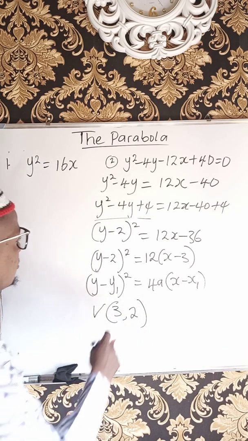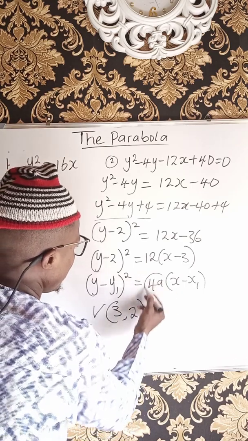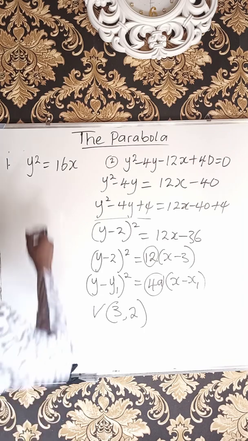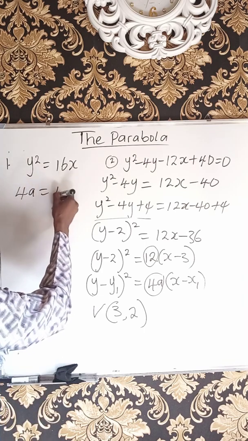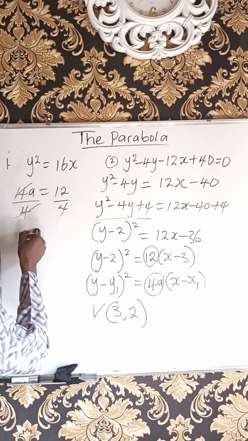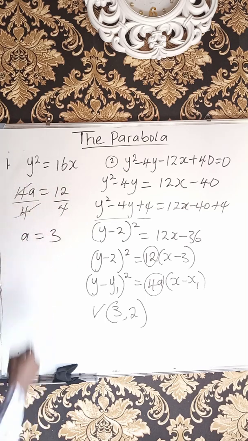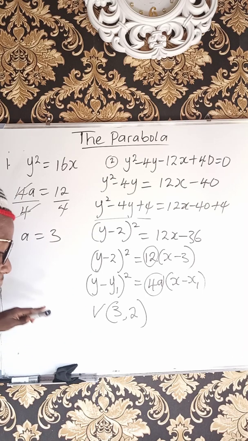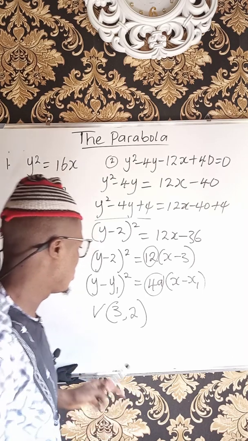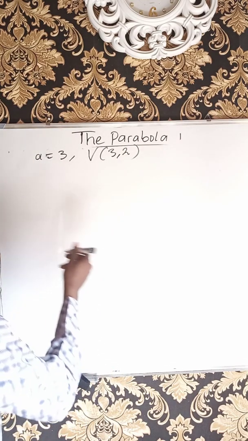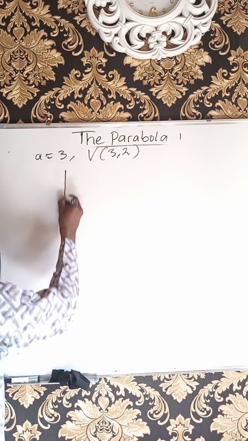Okay. Now, from here, you can see that 4a is equal to 12 if you compare terms so that we can get the value of our a. So 4a is equal to 12. Divide both sides by 4. By doing so, the value of my a is equal to 3. So I will clean the board so that I will draw the parabola and see how it will look like. So our a is 3 and vertex is 3, 2. So let's draw the Cartesian plane now.